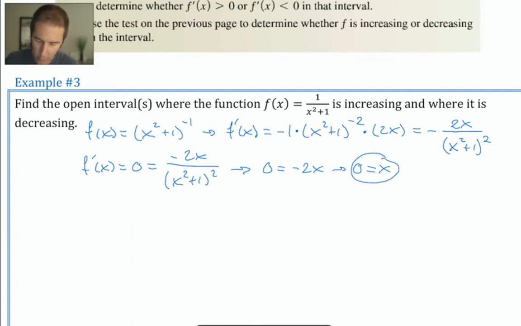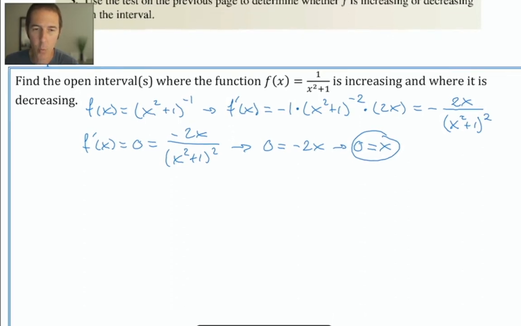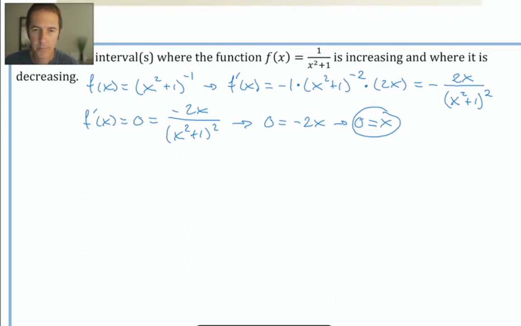This is our critical number, and in your notes you should label it critical number. Sometimes there's more than one critical number. In this case, there happens to only be one. The other thing that we should check to see, so this x value makes f prime of x equals 0.